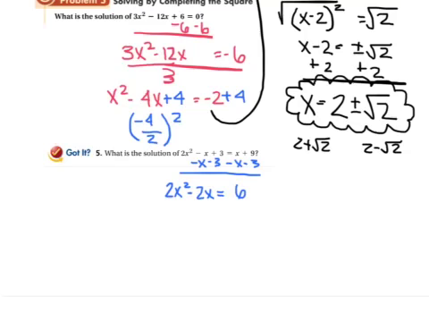What else do I need to do before I can even complete the square? There's another step that I need to do. Cody? Divide each side by 2. Very good. Because you always want your coefficient on x squared to be 1. So we have x squared minus x equals 3. Divide everything by 2. My blank space there is there because I need to complete the square.